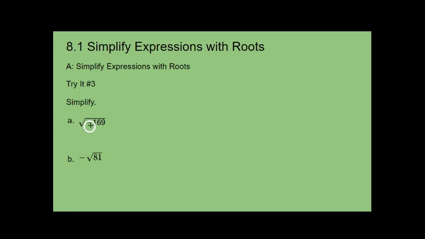A, we have the negative inside the square root, so we know that that is going to be no solution or not a real number. But B, the negative's on the outside, so we can deal with that.